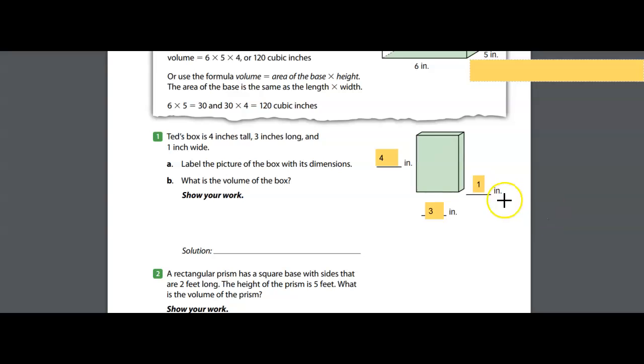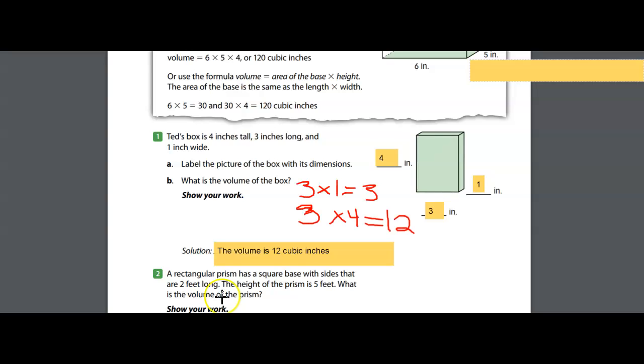Now that I have my dimensions, I can find my volume. So press pause and in the space below or on a piece of scratch paper, calculate the volume of this box. All right, you should have gotten the volume is 12 cubic inches.